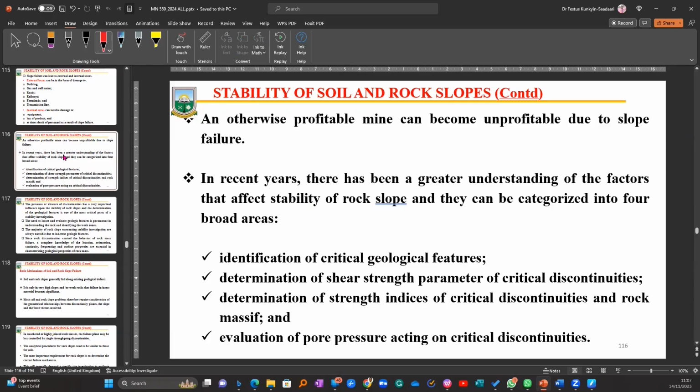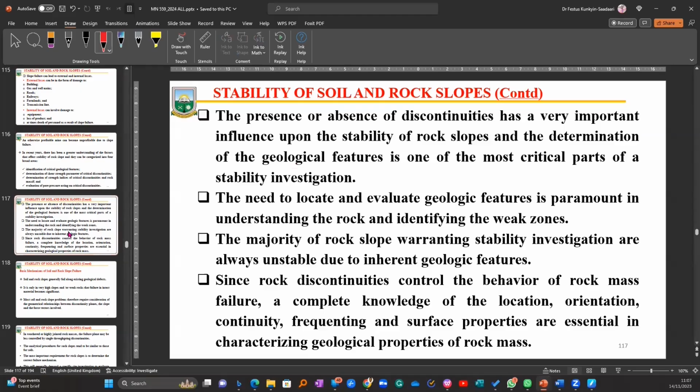And then evaluation of the pore pressure acting on critical discontinuities. So the pore pressure here is referring to the presence of water somewhere within the rock. If it finds itself within a discontinuity, it's going to have a detrimental effect. And so you need to understand these four things, or these four active factors.